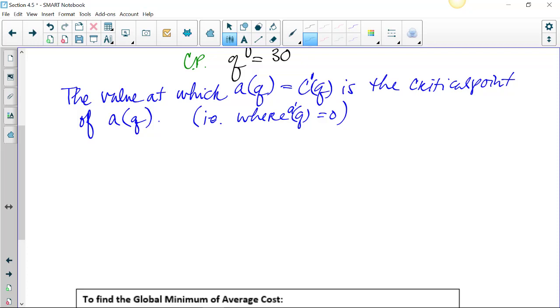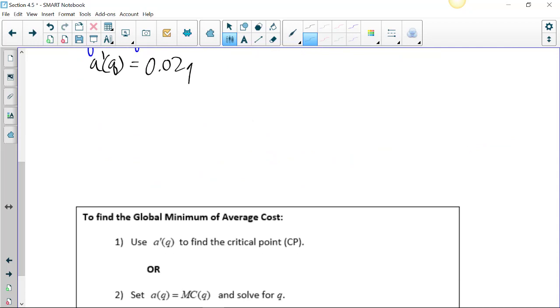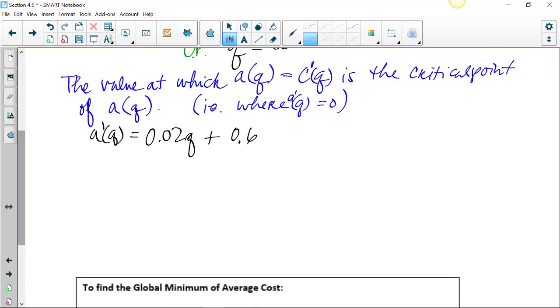Wow, technical difficulties. Let me bring my derivative down here so that I can see it: 0.02q plus 0.6. Remember our domain is from 0 to infinity. My critical point is at 30. So I need to choose a test value in each of these intervals. I'm going to choose 20 and 50, and plug that into my derivative.